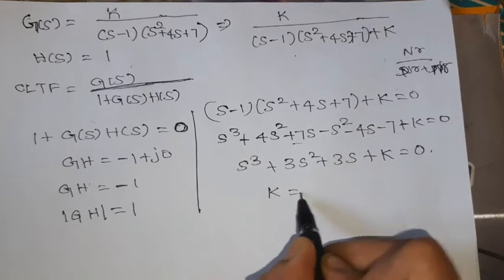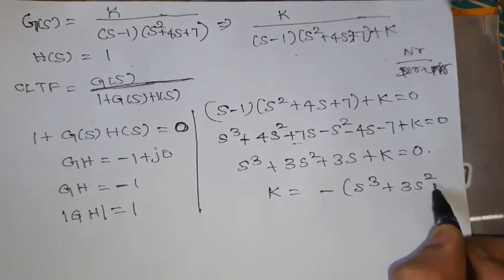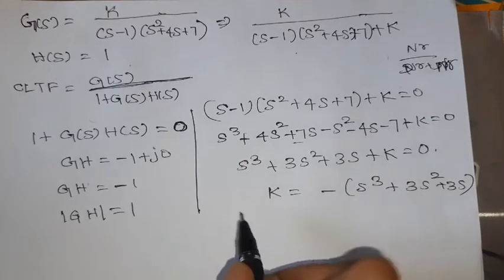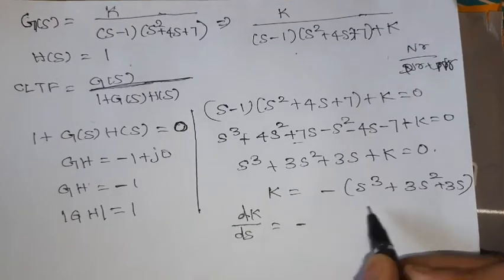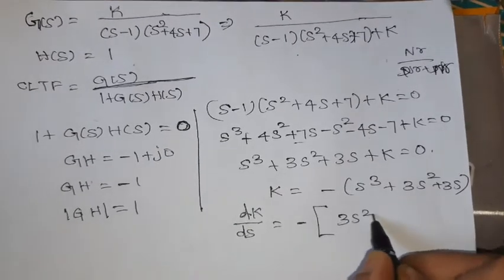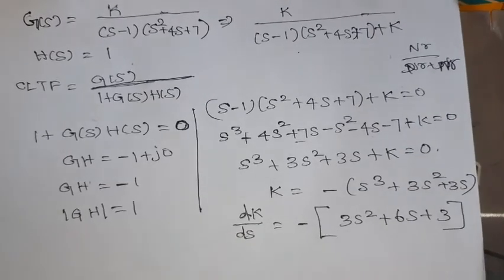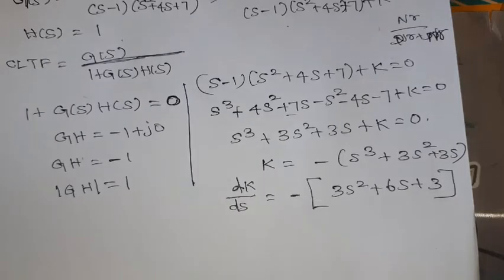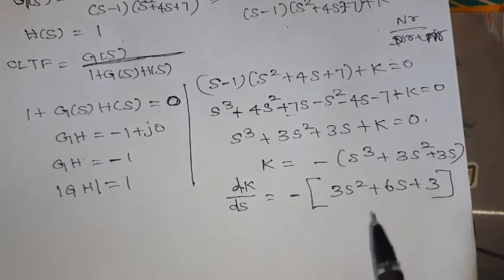So find out K. K is nothing but s cube, and the whole term goes to that side, 3s. So find out dK by ds. What will we get? Minus 3s squared plus 6s plus 3. Differentiating with respect to s, we get dK by ds is nothing but 3s squared plus 6s plus 3.